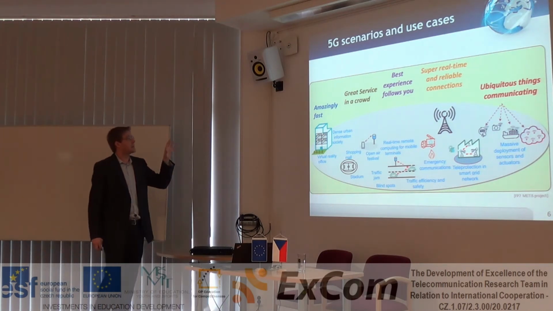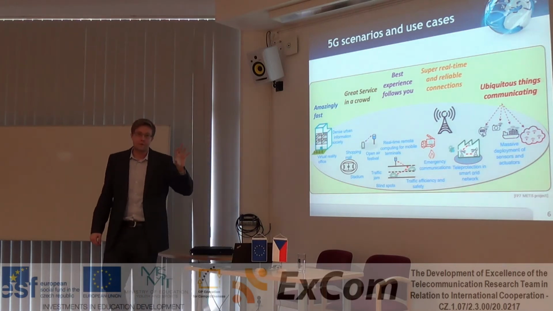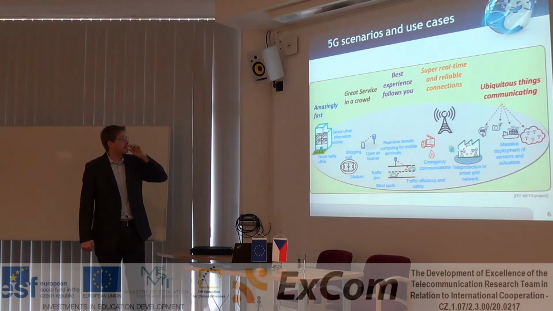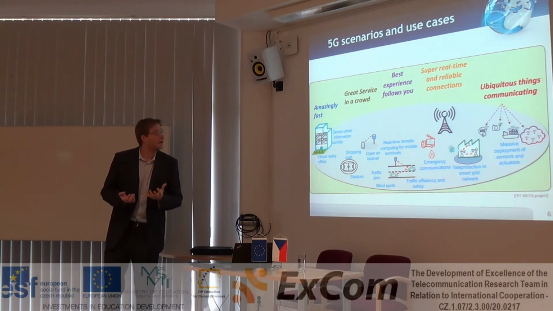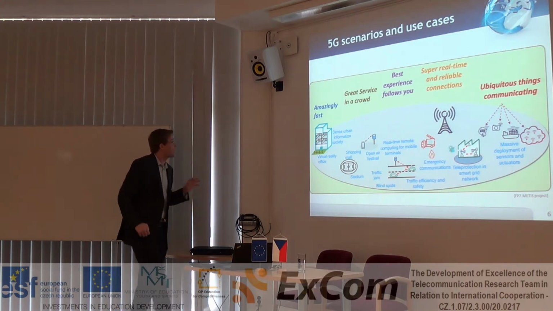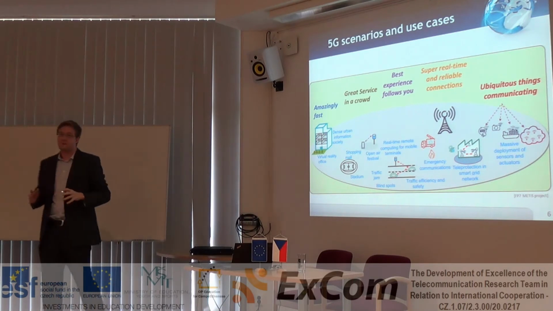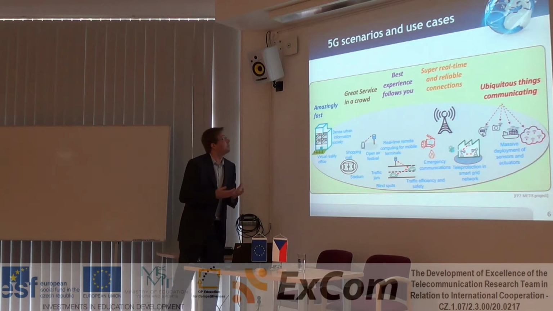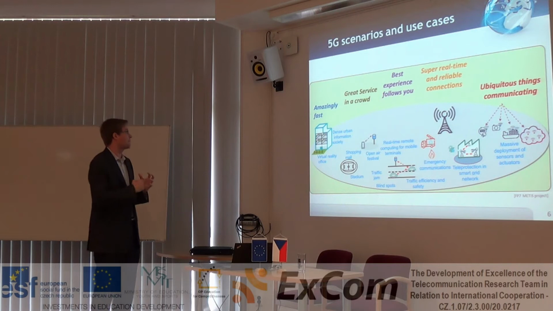Now let's focus on scenarios and use cases. This picture is taken from one of the first projects funded by the European Union, the METIS project, and this project is supposed to define a framework for 5G networks in Europe. And the team defined 5 major scenarios. The first one is amazingly fast. This one represents high bit rates. For this kind of scenario, we have plenty of use cases where we need high data rate, high throughput.